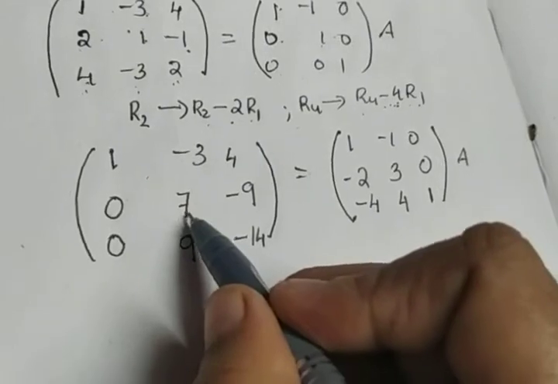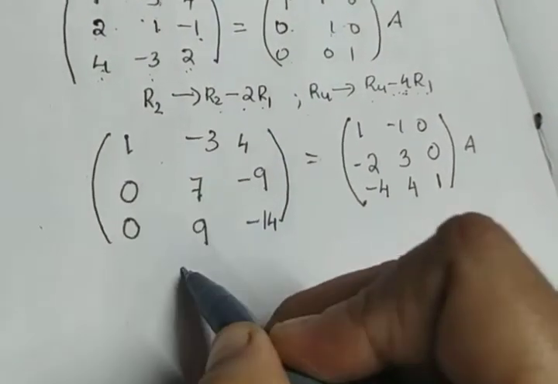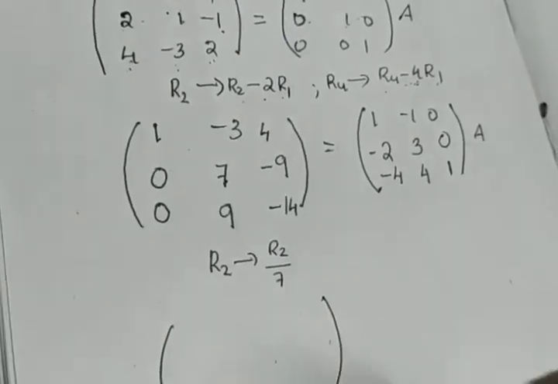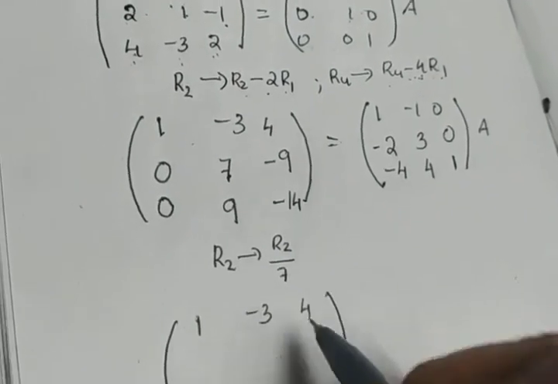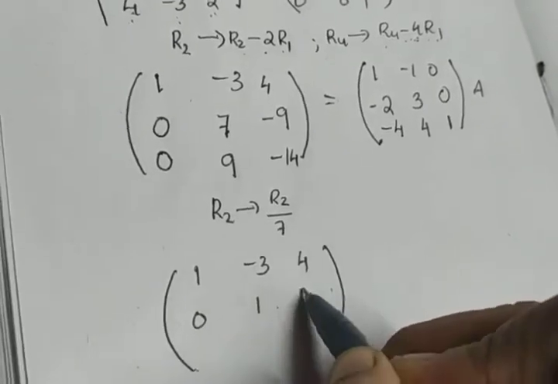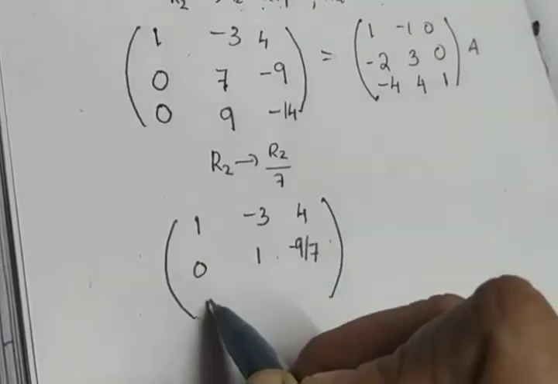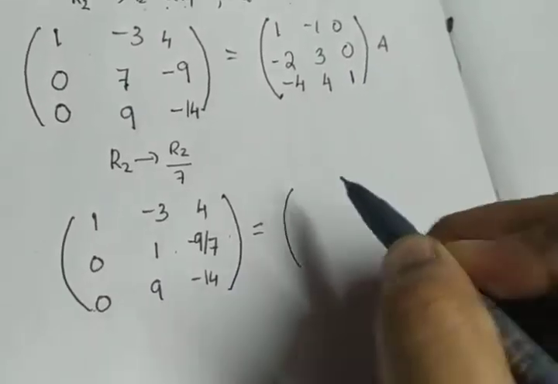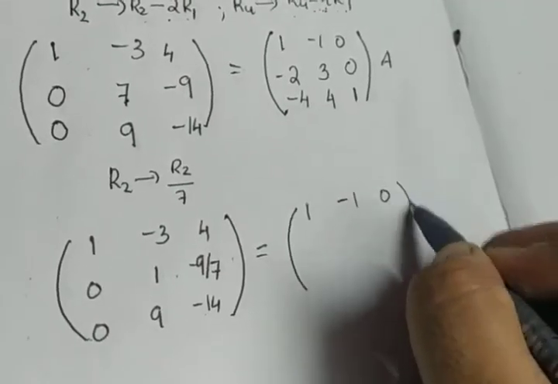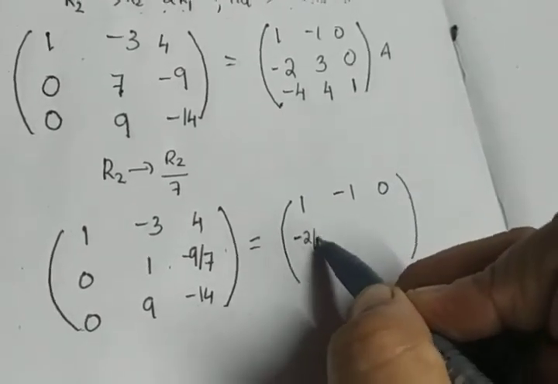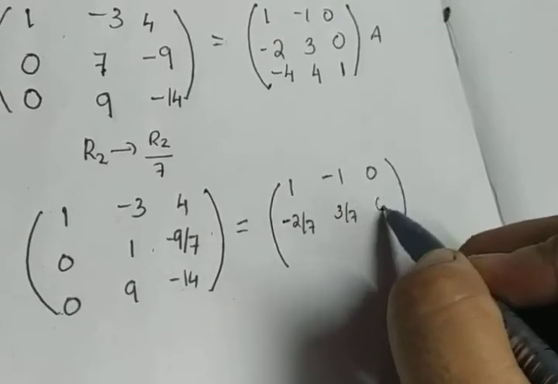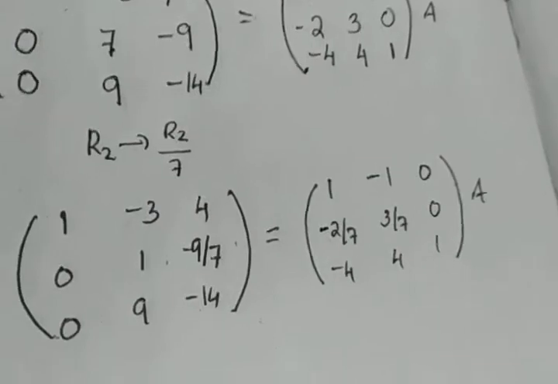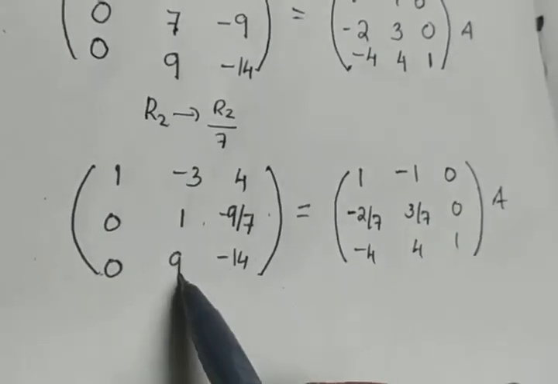And again what we have to do is we have to make this element 1. So R2 changes to R2 divided by 7. So what we get is first row remains the same. Second row 0, 1, -9 by 7. Third row also 0, 9, -14 remains the same. Is equal to, right side, 1, -1, 0 is the same. R2 becomes -2 by 7, 3 by 7, 0. R3 remains the same, -4, 4, 1 into A.